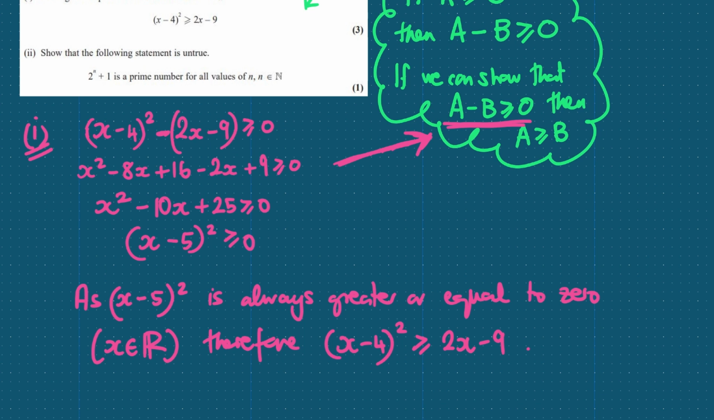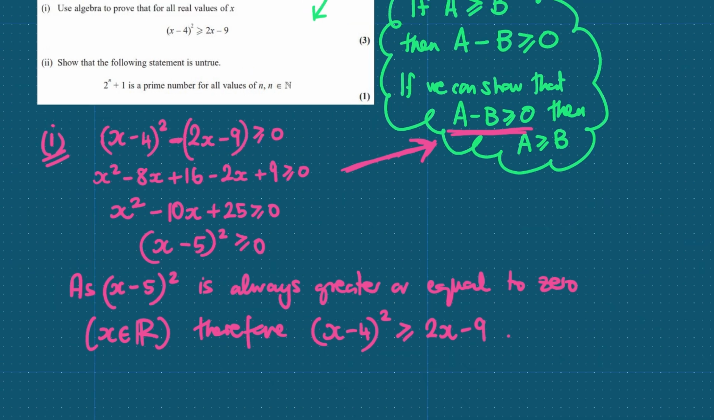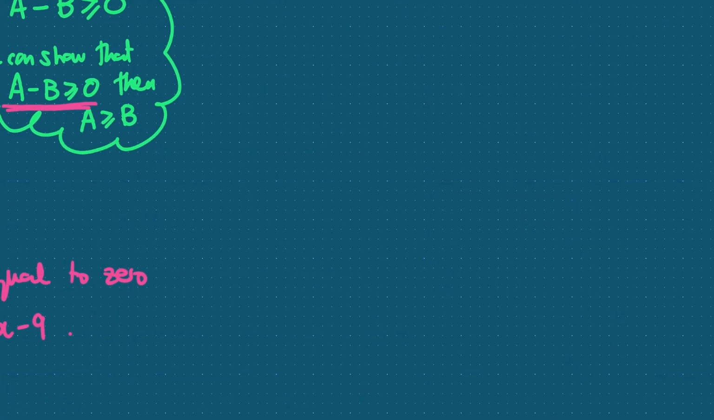The second part, show that the following statement is untrue. 2 to the n plus 1 is a prime number for all values of n, where n is a natural number. So all we need to do there is find one counterexample, just one counterexample, so we can show that that statement is not true. Let's have a look at that.